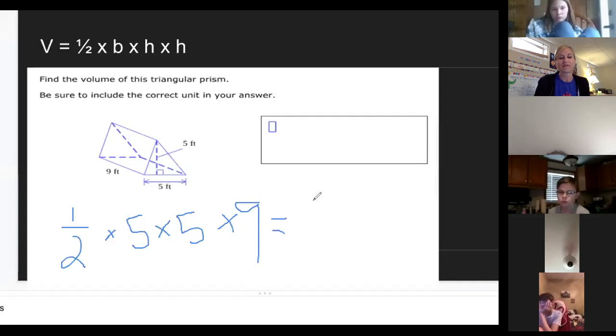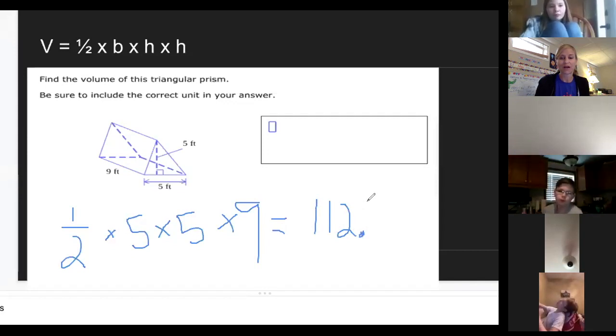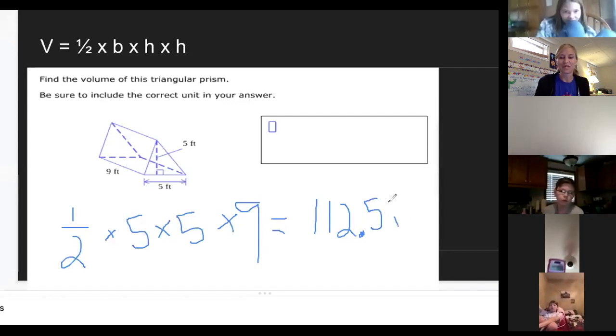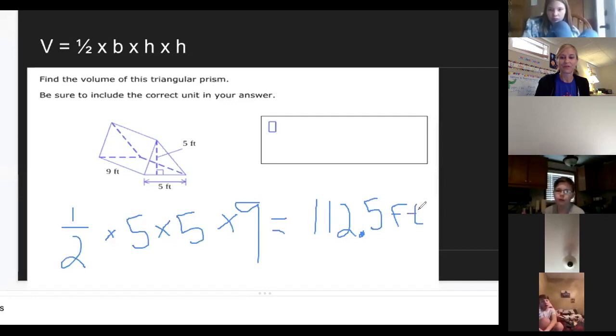So anybody have that for me? 5 times 5 times 9 times 1/2? 112 and 1/2. 112.5. Yeah. All right, I'm trusting you on this because I didn't check it. And then it's going to be feet, what? Not squared, because it's a 3D shape. Cubed. Good.